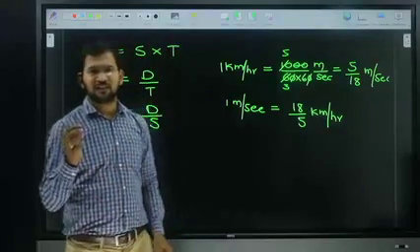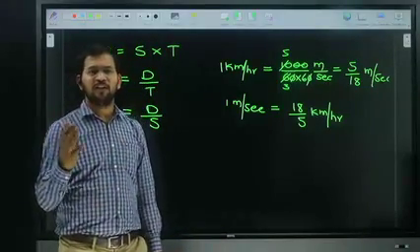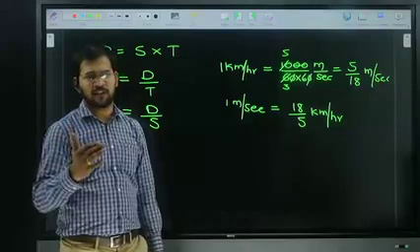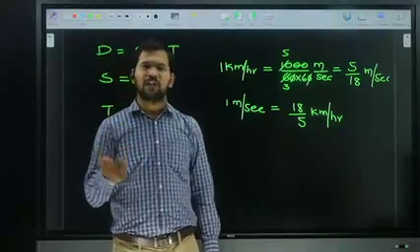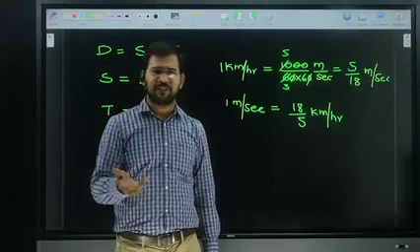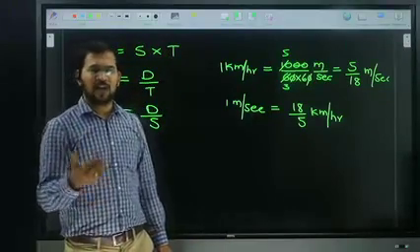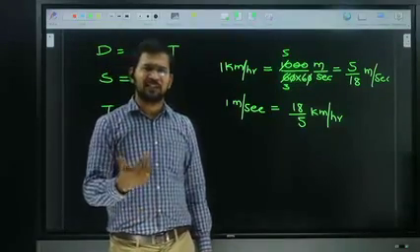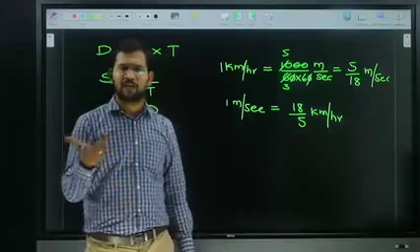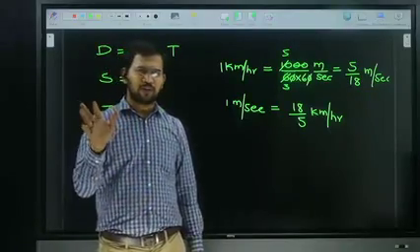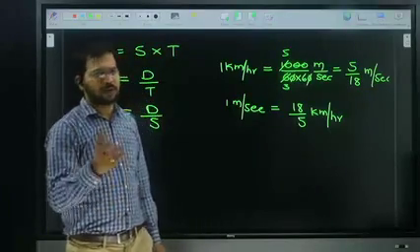So first of all, check your options. Options are in either kilometer per hour or meter per second. If your options are in kilometer per hour, which is a larger value, multiply it with a larger value, 18 by 5. If the options are in meter per second, which is a smaller value, multiply it with a smaller value, 5 by 18. So don't worry, we just move according to the options.